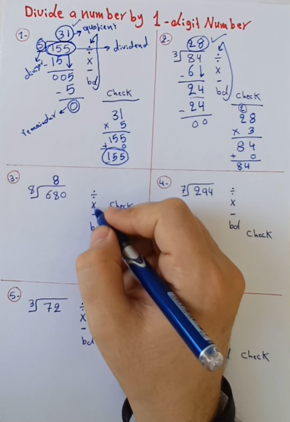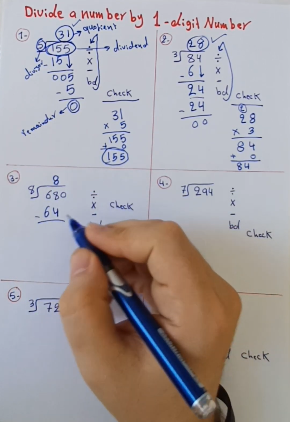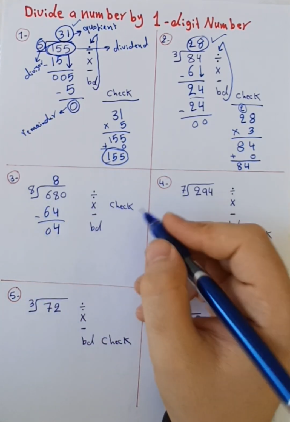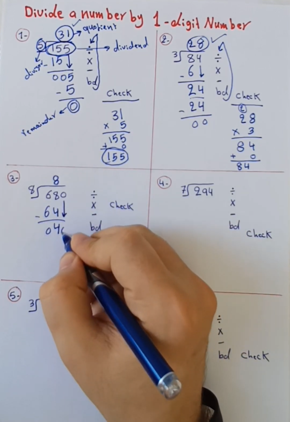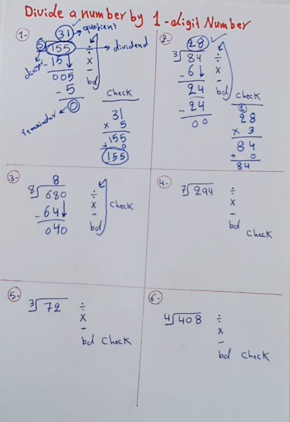After divide you have multiply. 8 times 8 equal to 64. After multiply you have subtract. 8 minus 4 is 4. 6 minus 6 is 0. After minus or subtract you have bring down. You have to bring down 0. And then you have to go back to the first step.